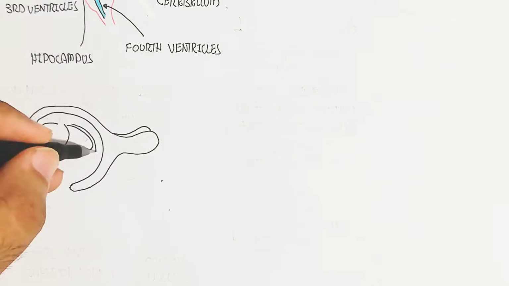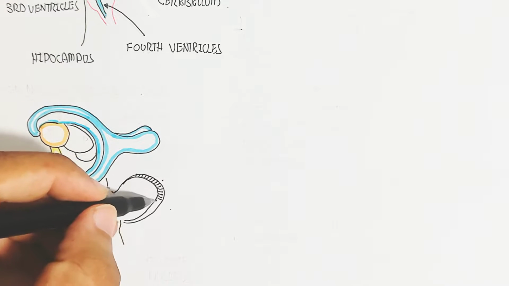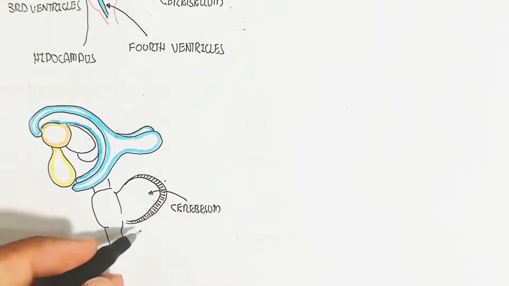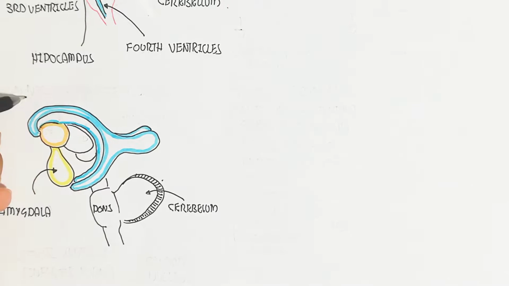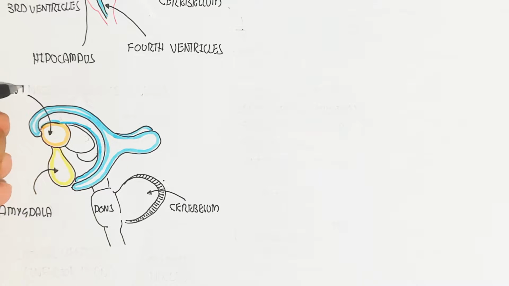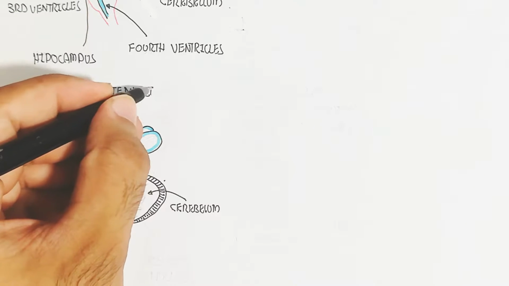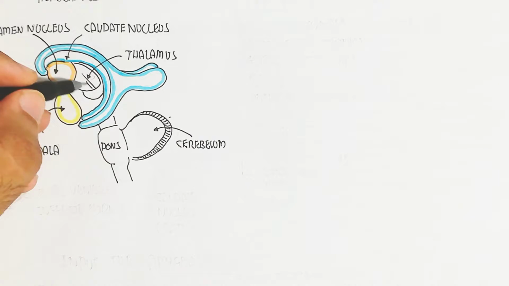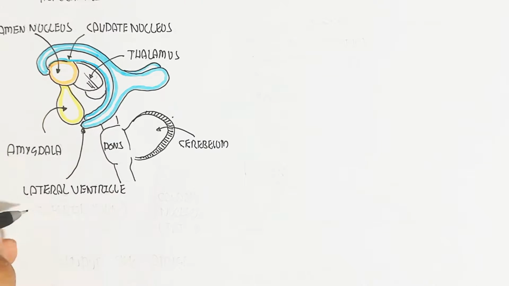The amygdala is present here. I'm drawing it in a yellowish color, and the putamen nucleus and the caudate nucleus are here, and this is the cerebellum, and this is the pons. This is the amygdala, and below it is the lateral ventricle, the inferior horn, and the upper side is the superior horn. And this is the caudate nucleus and the putamen nucleus. Remember, the thalamus is here, while this yellowish one is the amygdala.